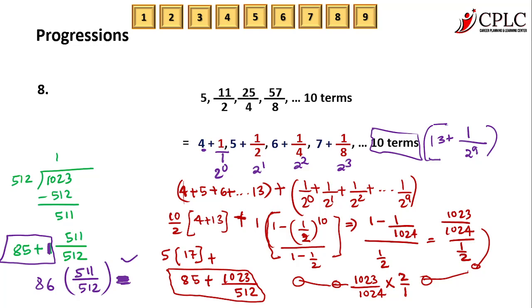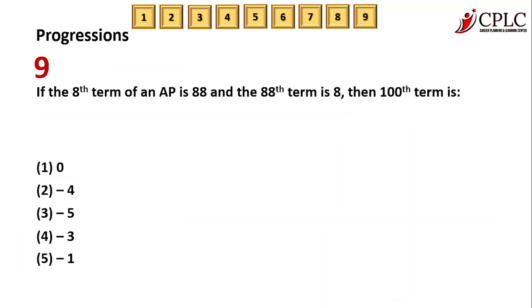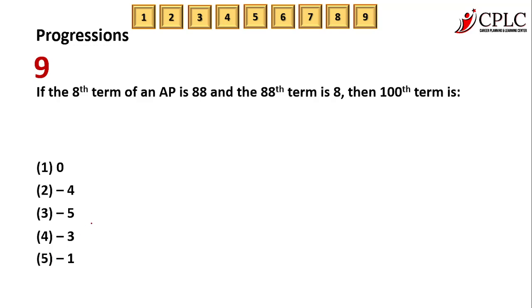So that is question number 8 for you guys. Let's move on to the next one, which is the last one. That is question number 9. For example, the eighth term of an AP is 88 and the 88th term is 8. Then find the value of the 100th term, which is T100. So the 8th term of the AP and the nth term of the AP, which is Tn.